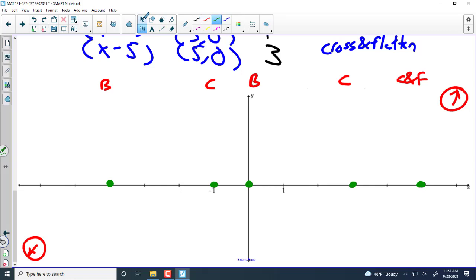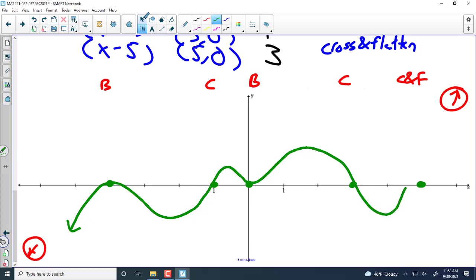Here I go. I'm going to try and do it all in one flow this time. Watch this. Bounce. Cross. Bounce. Cross. Cross and flatten.